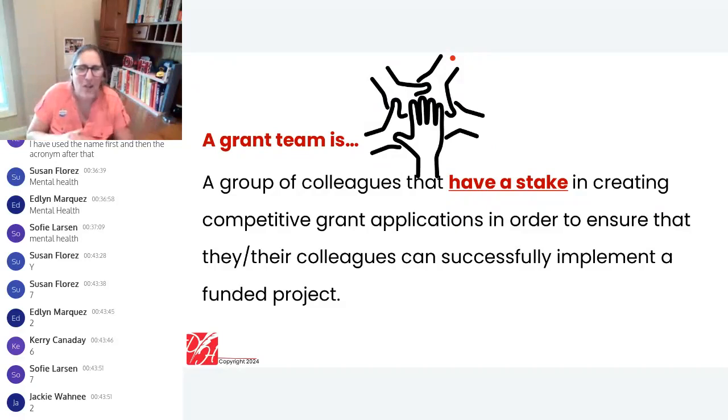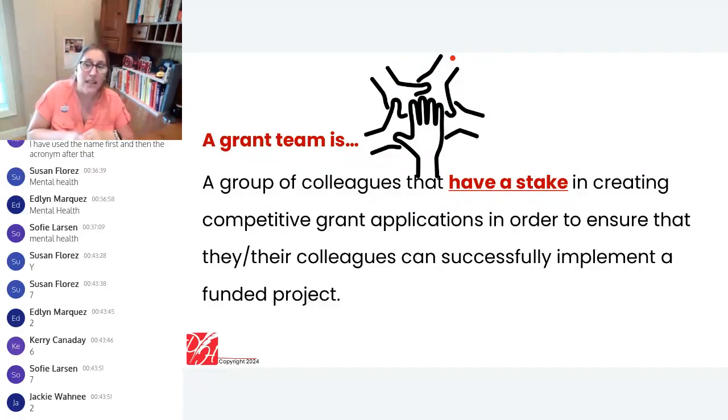There's nothing on the screen about what their titles are, where they are on the org chart, how much time they do or do not commit to grant seeking support and writing and editing. No, it's not a full-time thing. It's the group of colleagues in the organization that have a stake in seeing grants be successful.